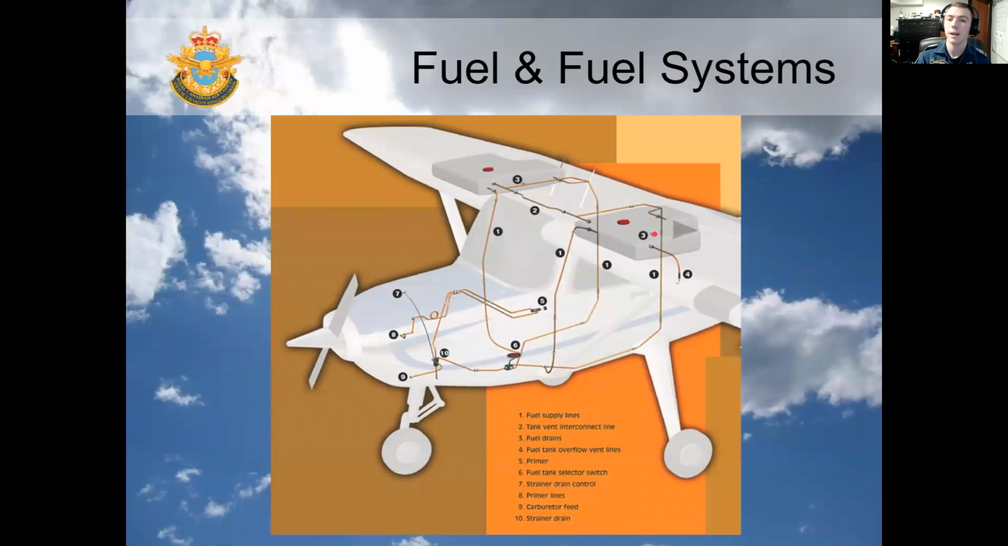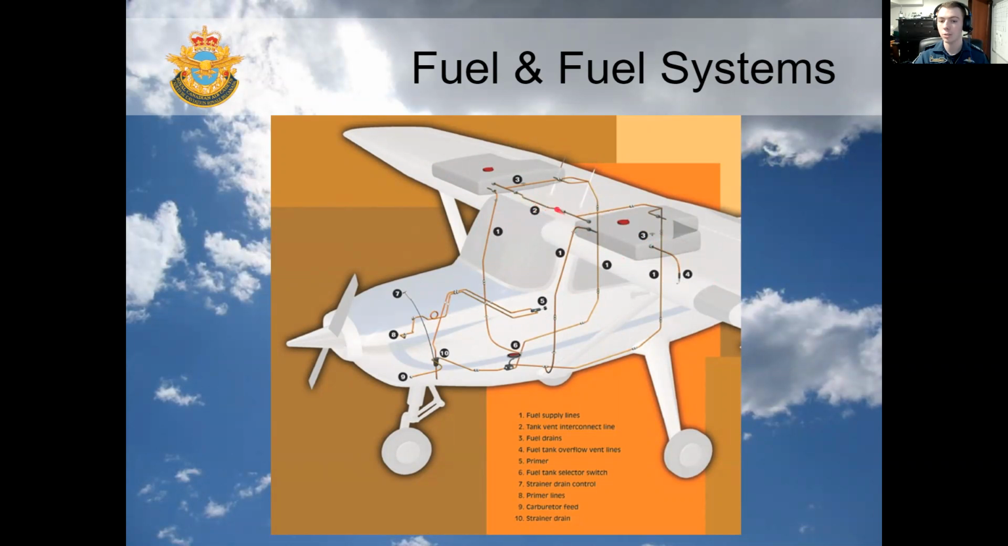All right, so fuel and fuel systems. So there are fuel supply lines, which you can see are labeled here as number 1, but really all of these little yellow cords that you can see, those are fuel lines. These fuel lines are responsible for making sure that the engine gets all of the fuel it needs, and that the levels of fuel stay equal as well.